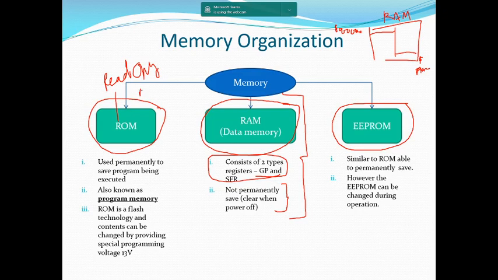Okay. This is used permanently to save the program being executed. Again, I repeat this one. When you write your code and compile it as a hex file, the .hex file will be transferred to this ROM and saved over here. They call it the flash process, or you burn the program inside the ROM.